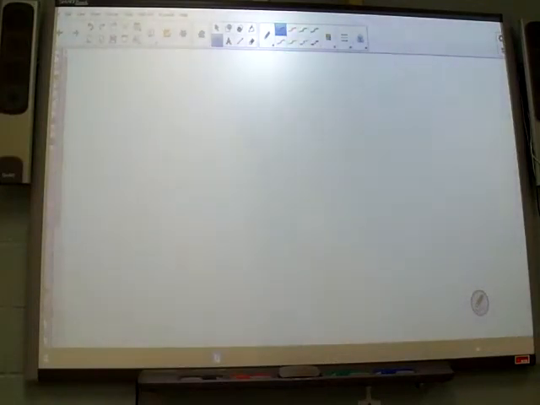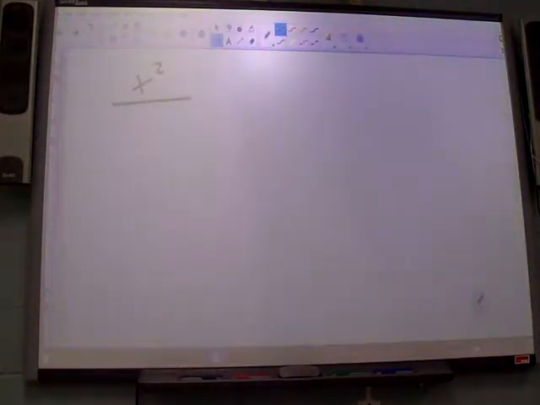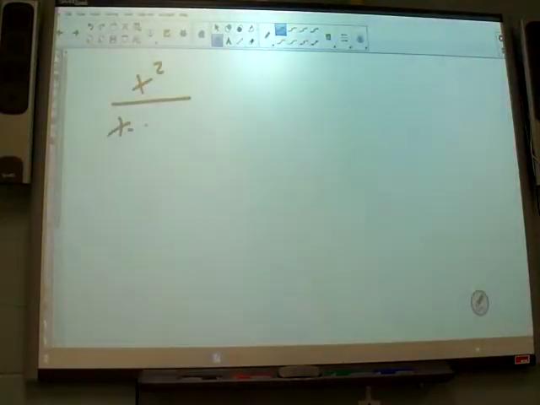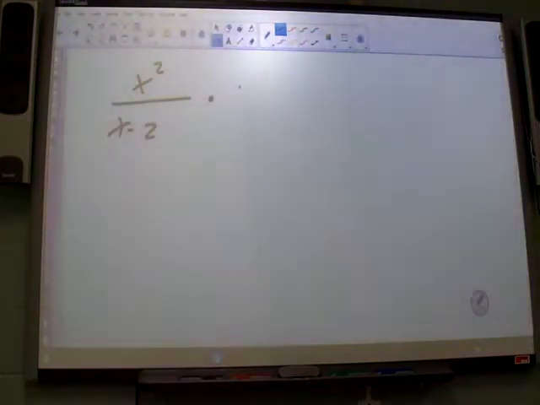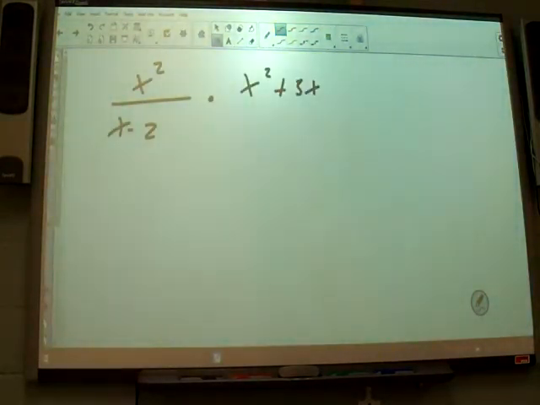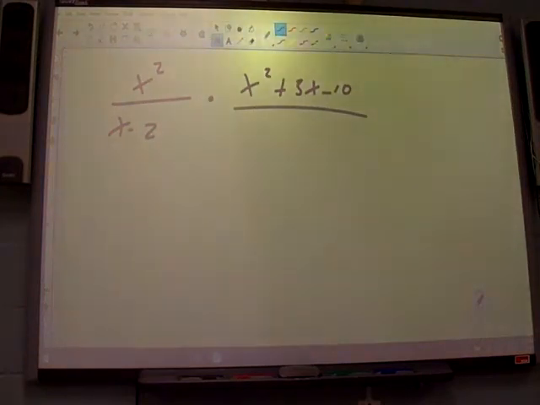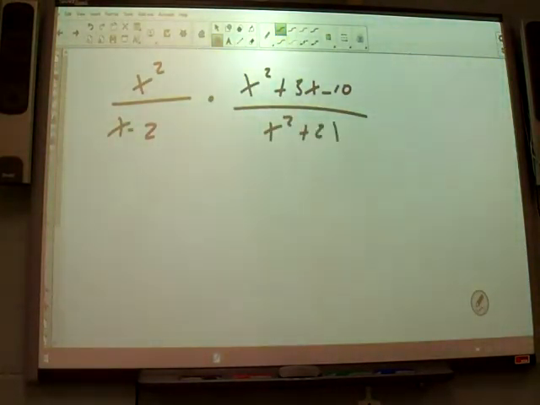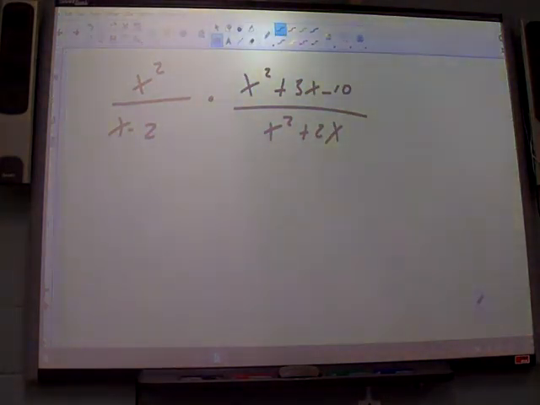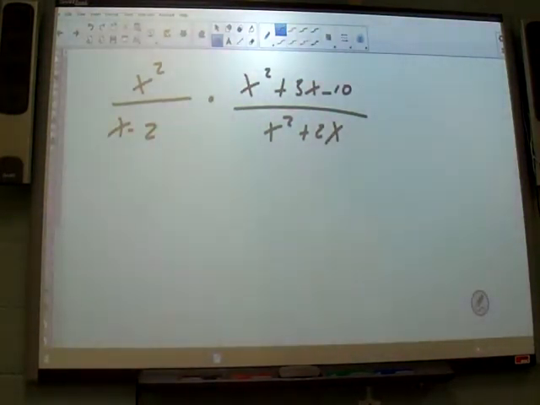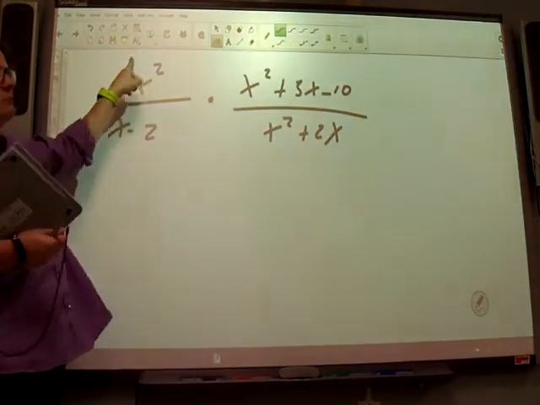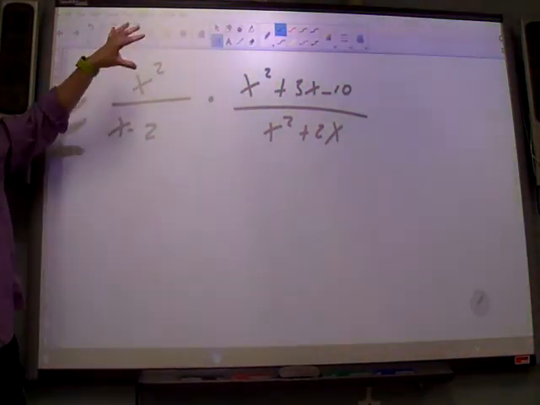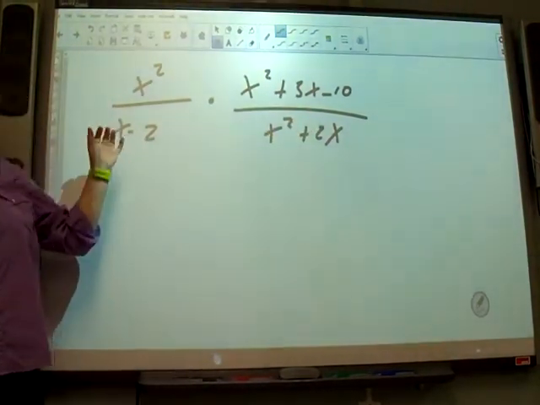10. I've got x squared over x minus 2 times x squared plus 3x minus 10 over x squared plus 2x. Now, what's different between this problem and the previous one is that was all monomials. It only had stuff that had one term, like this top left. Now I've got a monomial, a trinomial, a binomial.